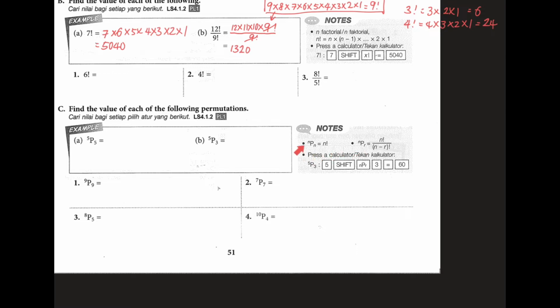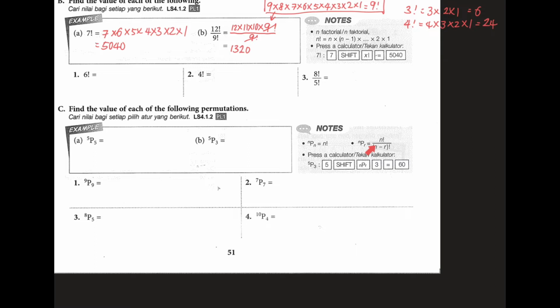P is permutation. NPN means you have n objects, you arrange n of them. You arrange all of them. Then the formula is n factorial. If you have n objects and you arrange only some of them, then the formula is different already. You are not arranging all of them, you are arranging some of them, and then the formula is n factorial over n minus r factorial.